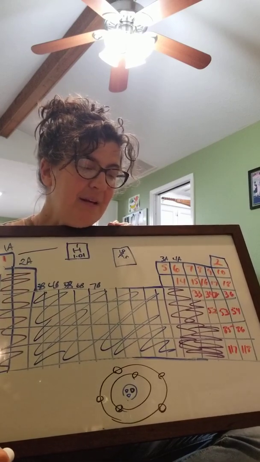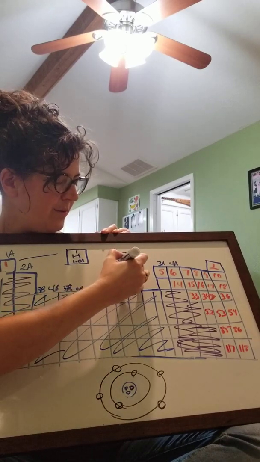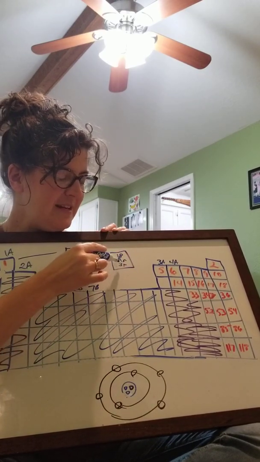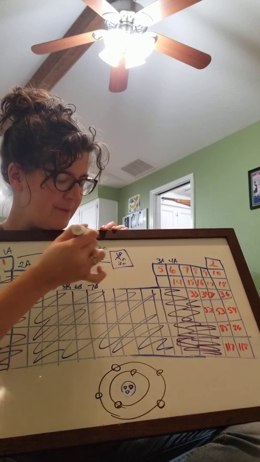All right, how many neutrons would there be in argon-38? So let's pretend it says 38 at the bottom. How many neutrons? Well, what would be the difference? We're going to take 38, we're going to take 18, we're going to subtract them.